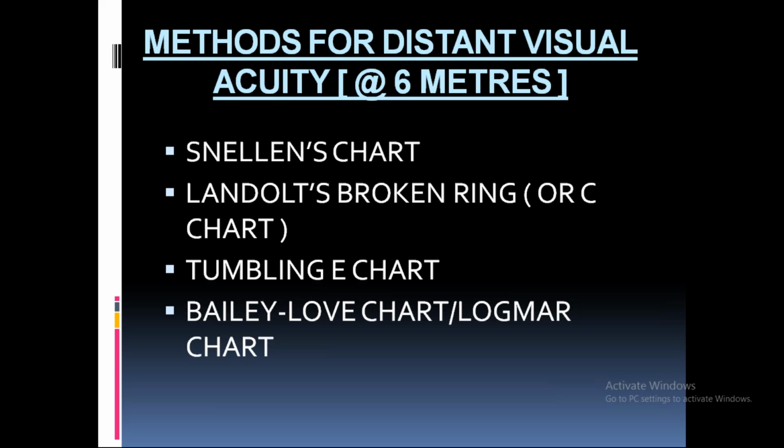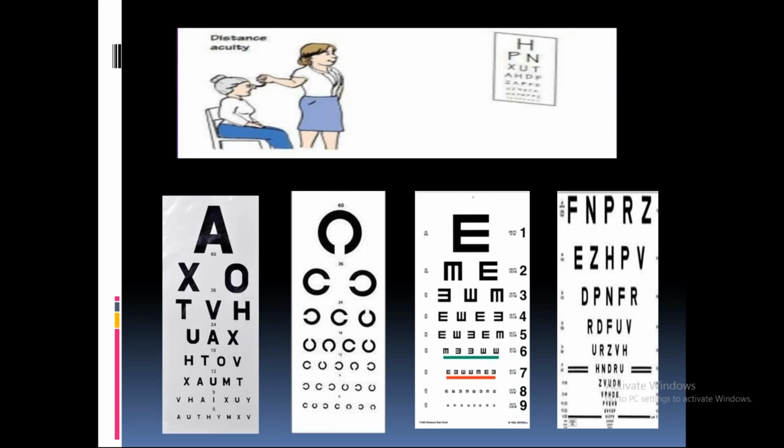Methods for distant visual acuity include Snellen's visual chart, Landolt's broken ring, tumbling E chart, Bailey-Lovie chart, or LogMAR chart. These are the various methods for testing the visual acuity.